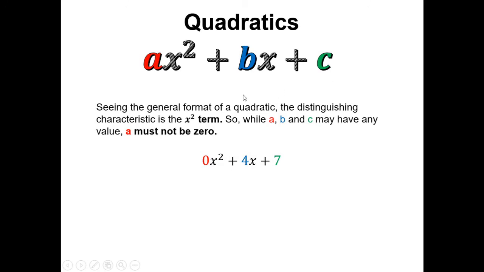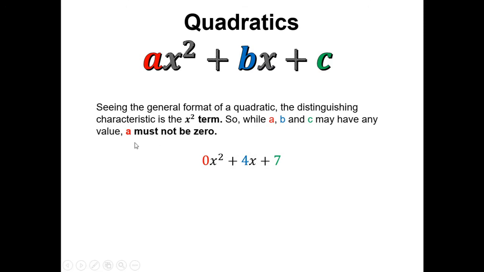Okay, so now looking at the format of a quadratic algebraically here. Don't let the graphs confuse you. Let's just look at the numbers. To see where a quadratic comes from, it's got an x squared term, an x term, and a number term, where a, b, and c could be any values. However, we need to have an x squared term, or this would no longer be a quadratic.